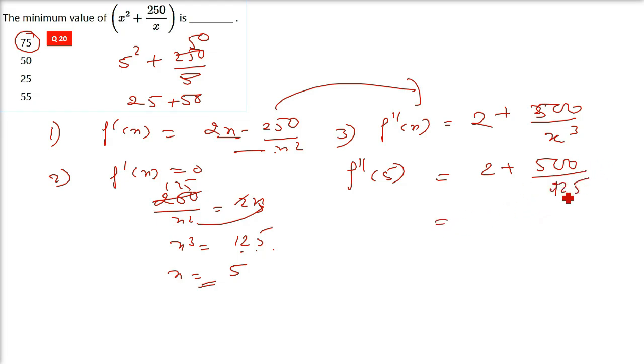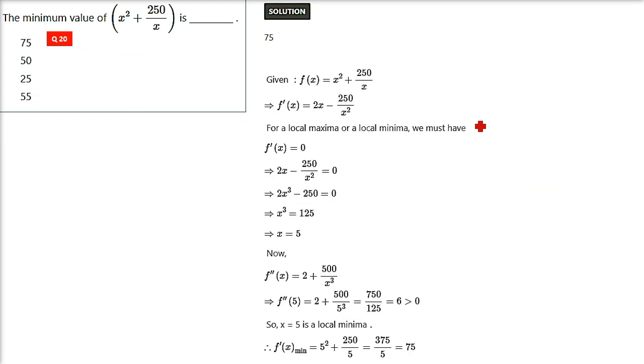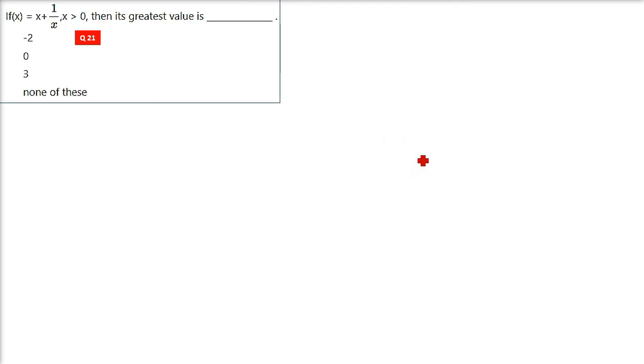This 125 and 500 will give you 4. 4 plus 2 is 6. So 6 is greater than 0. So this is positive. Positive is indicating the minimum value, and that is what we were expecting. So it is just that it is the MCQ question, that is why we have done the f double dash x. Otherwise you can just tick 75 and go ahead, because an MCQ should not take more time.